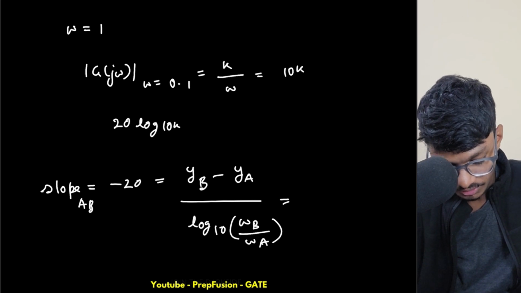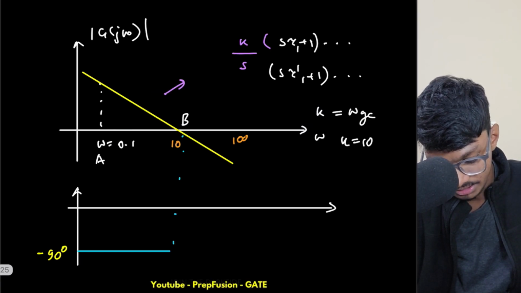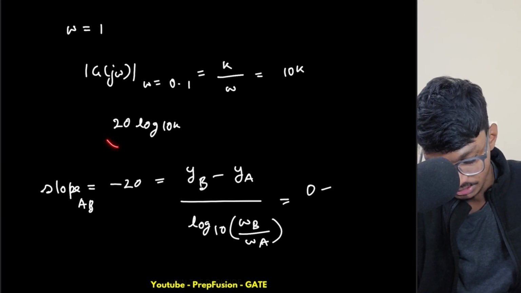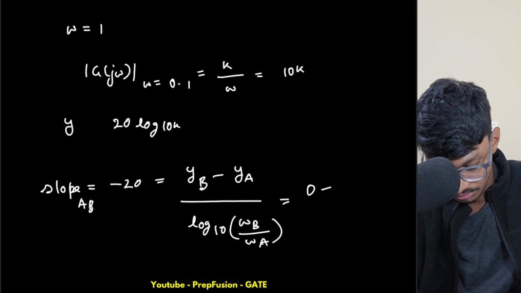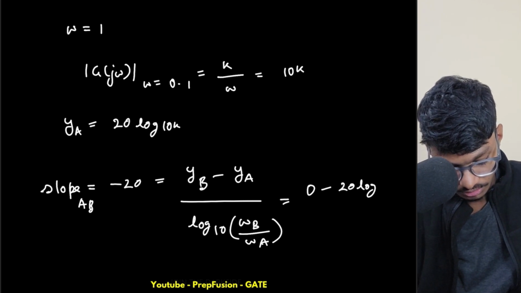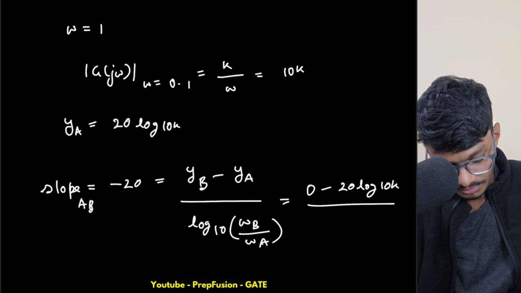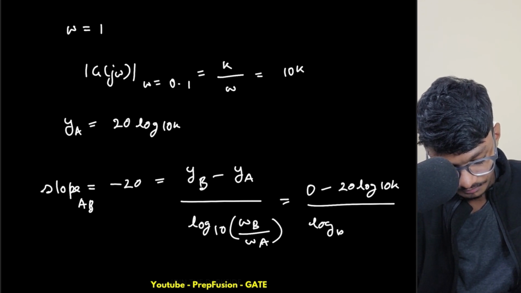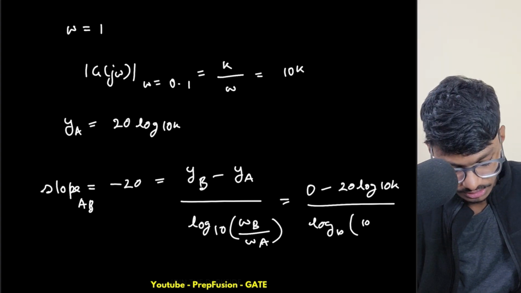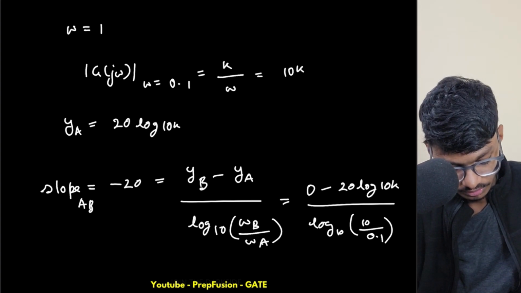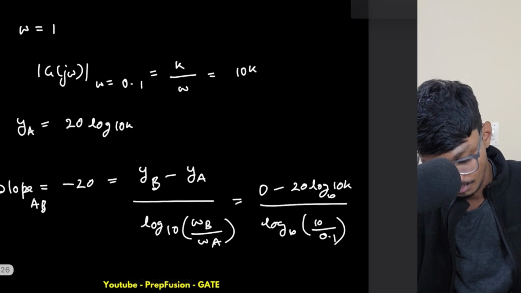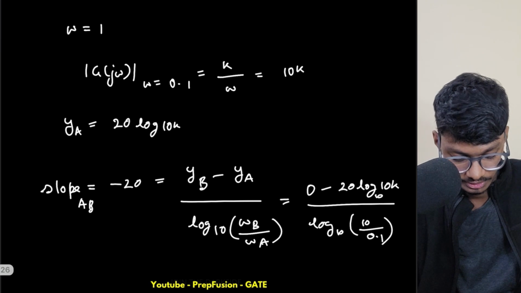So here what can I write? What is yB? yB is this point, it is 0 dB. What is yA? yA is this magnitude, which is 20 log 10 K. What is omega B? Omega B is 10 omega gc, which is 10 in our case. And what is omega A? It is 0.1. Now this is also log base 10. Now from here, if you equate, you will get your value.